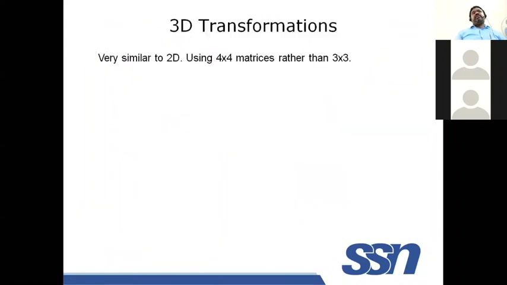Next, three-dimensional transformations, very similar to 2D. 2D can also be extended to 3D. In case of two-dimensional transformation, what we have done is we have used a 3x3 matrix. Similarly, for three-dimensional, we are going to use 4x4. The matrix dimension is one degree higher than the dimension.